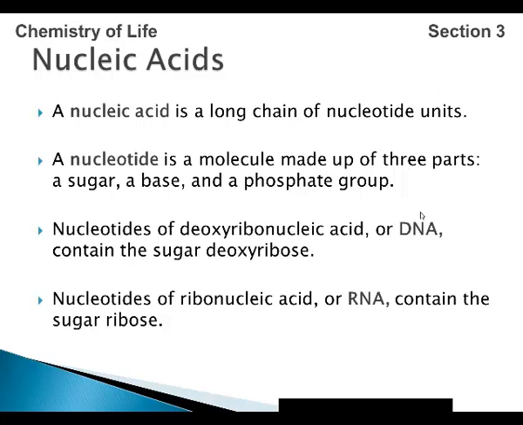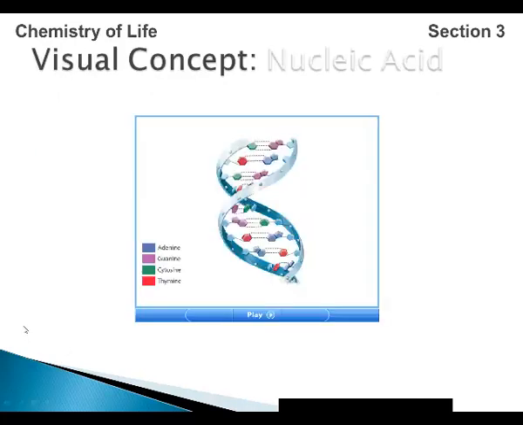So we've got DNA, deoxyribonucleic acid. They use the sugar deoxyribose. RNA contains the sugar ribose. Nucleic acids are very large, complex organic molecules. Deoxyribonucleic acid, or DNA, is a type of nucleic acid. It can be found in every cell in your body.